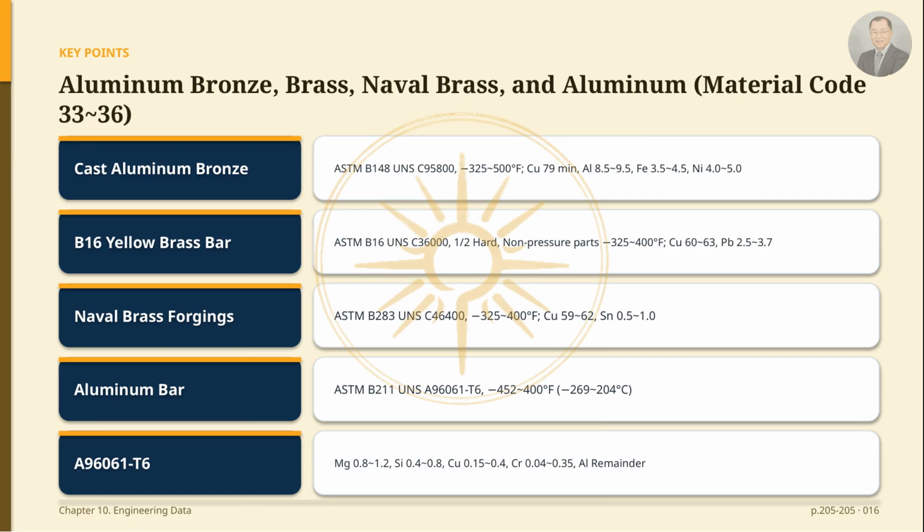Material code 34, B16 yellow brass bar, is ASTM B16 grade C36000 in a half-hard state, and is used for non-pressure retaining components from -325 to 400 degrees Fahrenheit. The composition is 60 to 63% copper, 2.5 to 3.7% lead, and the remainder is zinc.